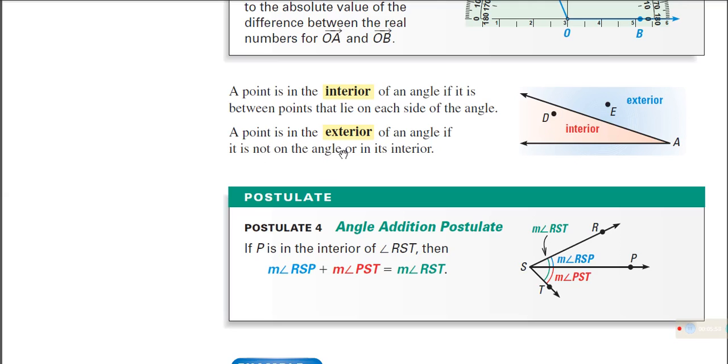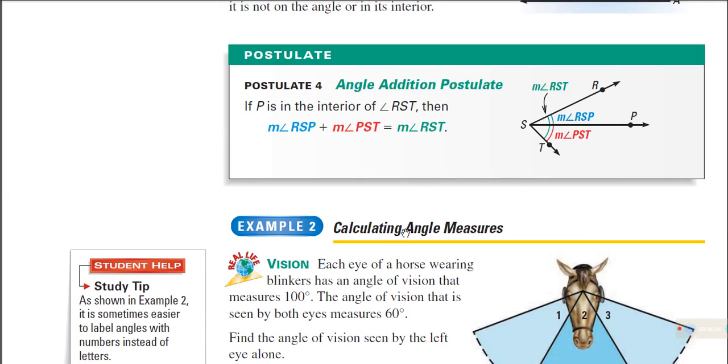A point is in the exterior of an angle if it is not on the angle or in its interior. Nasa labas, exterior point siya. We have what we call the angle addition postulate. Ito yung ginawa natin kanina dun sa naunang example nung nagpangalan tayo.